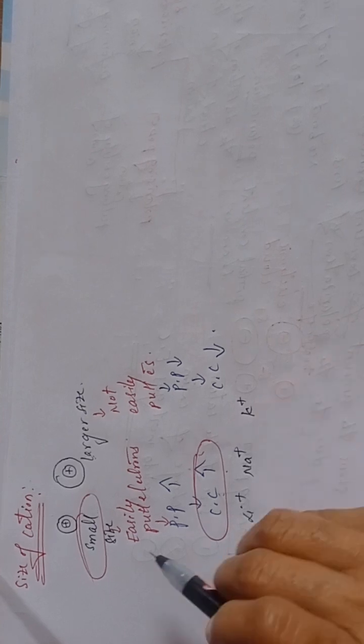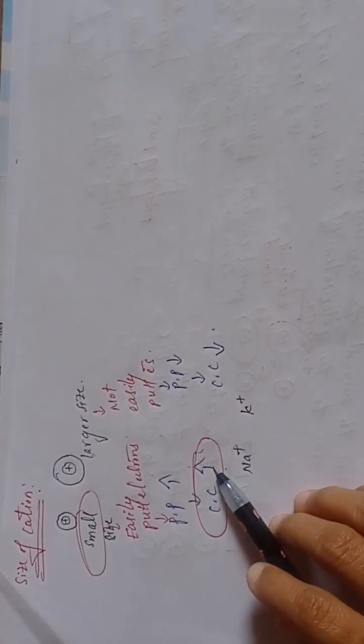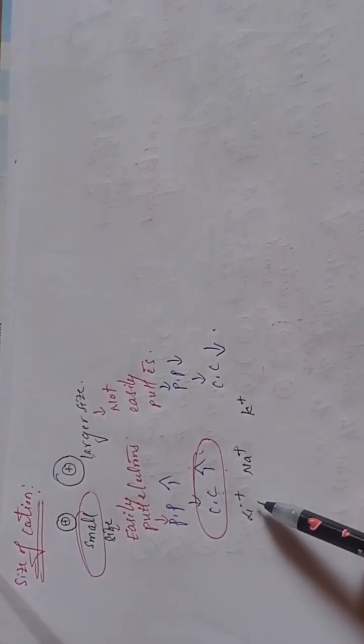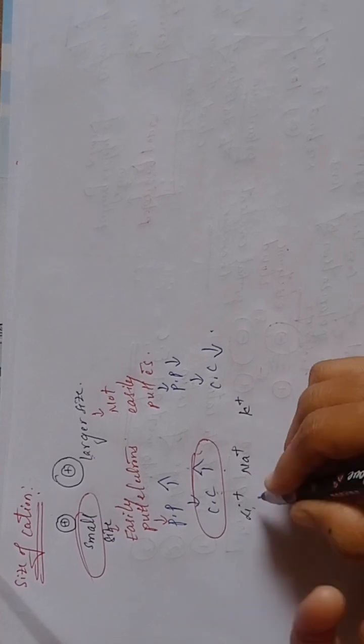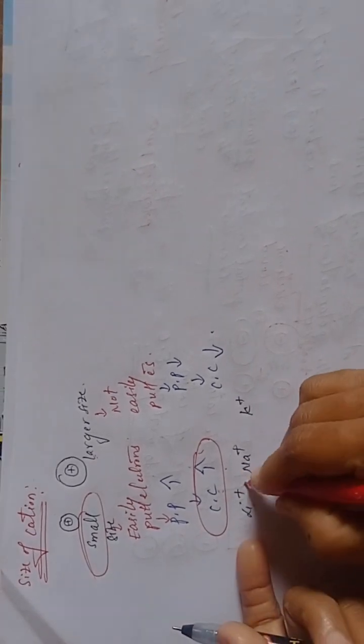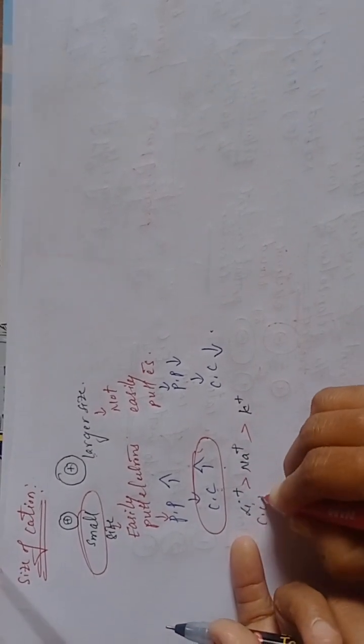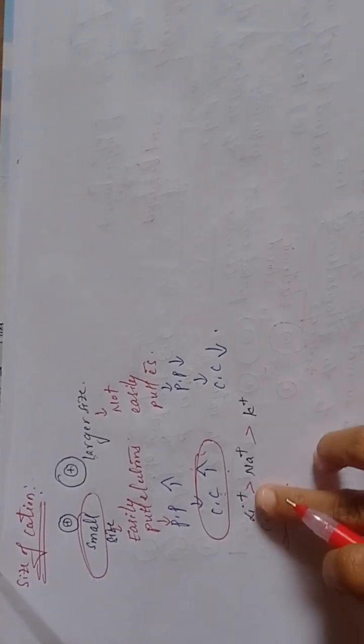Size of the cation. The smaller the size of the cation, the more is the covalent character. So which cation is small? The lithium ion is small. The Li+ cation size is small, that's why its covalent character is more. Are you following? So this is the order.